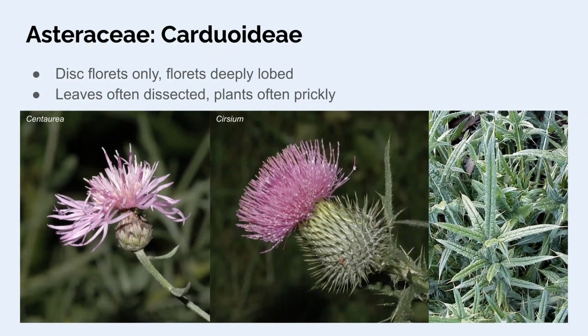The Carduoideae, this is the thistles. And as I mentioned before, they're disc flowers only in their flower heads. Also typically prickly in their vegetative parts. So lots and lots of prickles. And then the color is pretty common in the flowers. So it's kind of a pink color. So once you see a thistle, there are lots of different kinds of thistles, but they're all pretty commonly in this magenta to blue range of colors, and often pretty prickly.